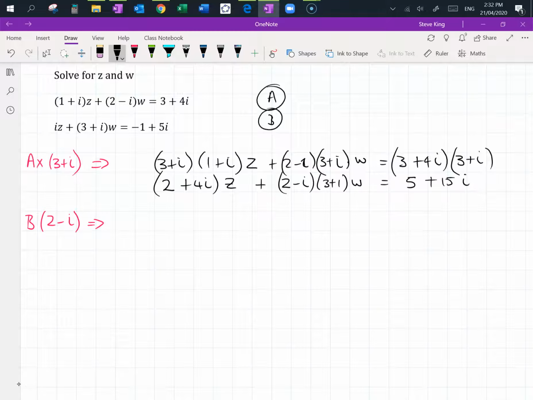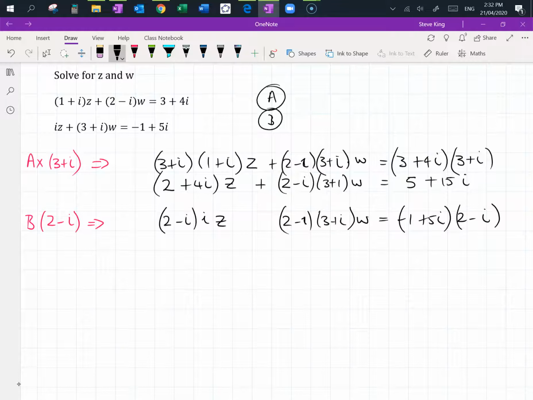Equation B, well, I've got my 2 minus i. I'm going to multiply that by iz. I've got my 2 minus i, and I'm multiplying that by what's there, 3 plus i w. And on the right-hand side, I've got minus 1 plus 5i multiplied by 2 minus i. Again, I'm just going to tidy up what I've got here. 2 times i is quite simple, that's going to be 2i. Minus i times i is minus i squared, and that will end up as being plus 1.